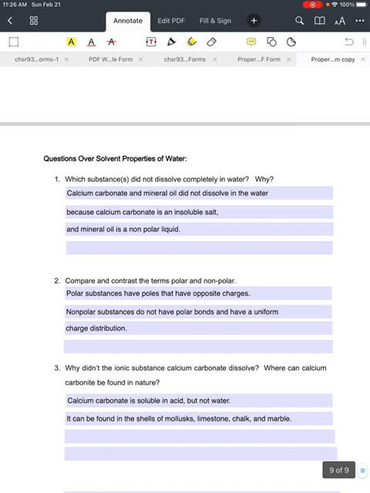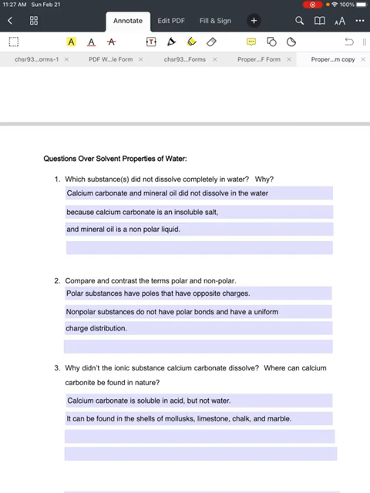And here, why didn't the ionic substance calcium carbonate dissolve, and where can it be found in nature? Well, calcium carbonate is soluble in acid, but it's just insoluble in water. Most carbonates are insoluble. The common one that I can think of, sodium carbonate and sodium hydrogen carbonate or sodium bicarbonate or baking soda, does dissolve, but very few other metal salts of carbonates do dissolve. And calcium carbonate is a great sink for CO2.